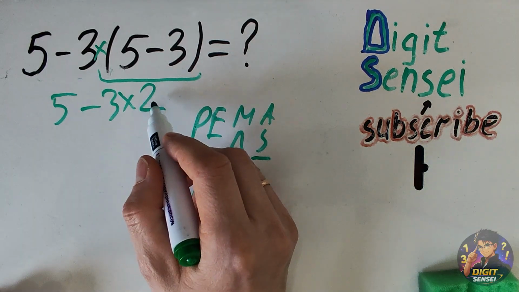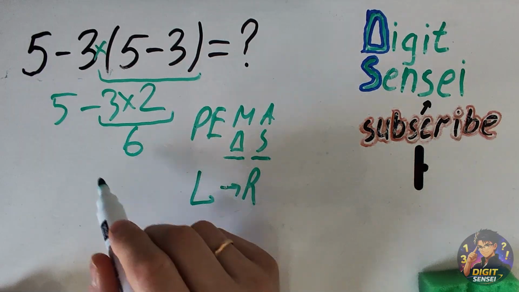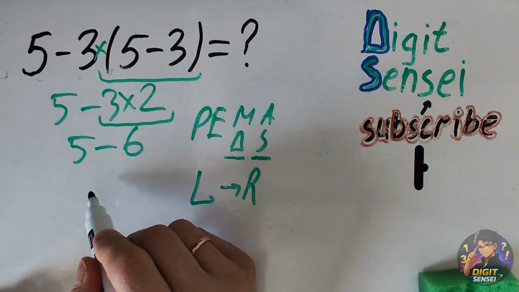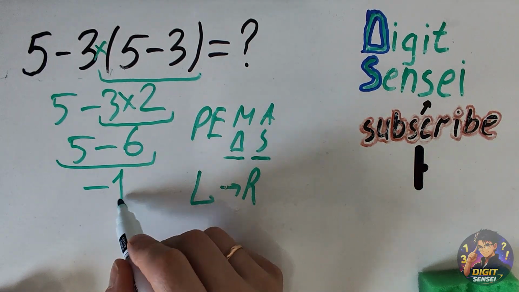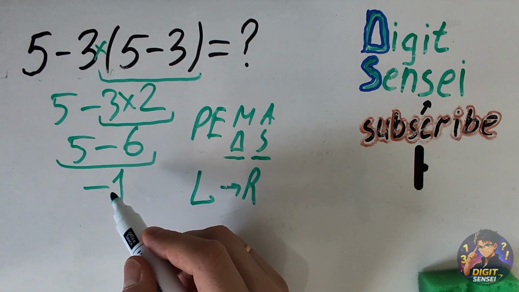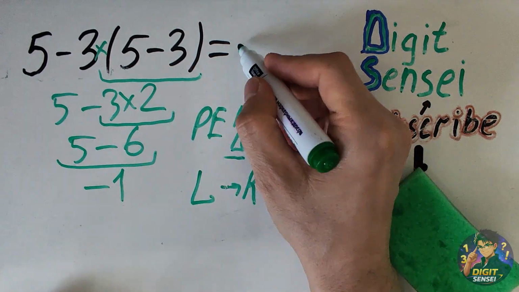3 times 2 equals 6. So we have 5 minus 6, which gives us negative 1. And this is our final answer to this problem. The correct answer is negative 1.